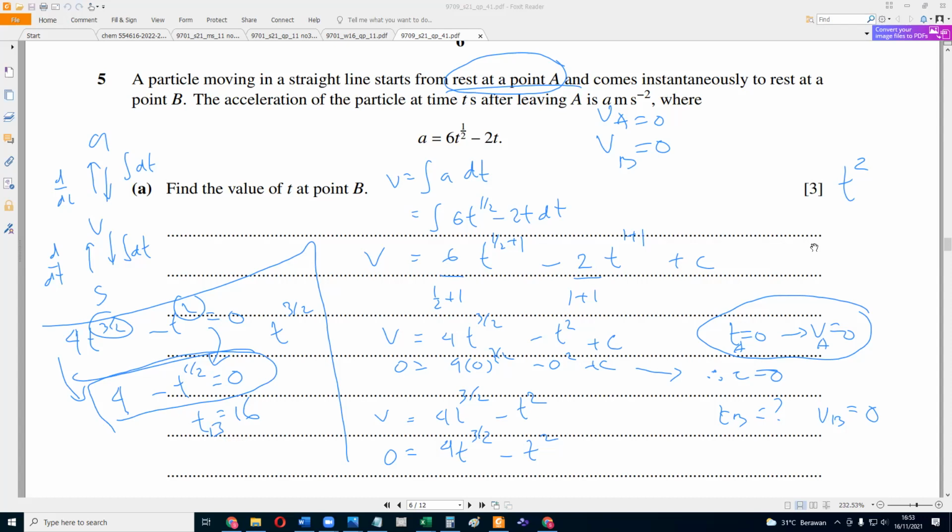Okay. Can I erase this then? Sure thing.